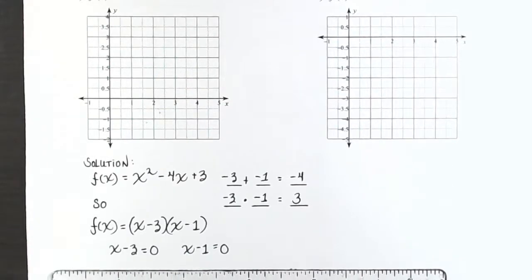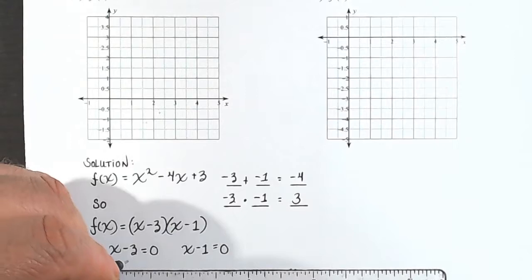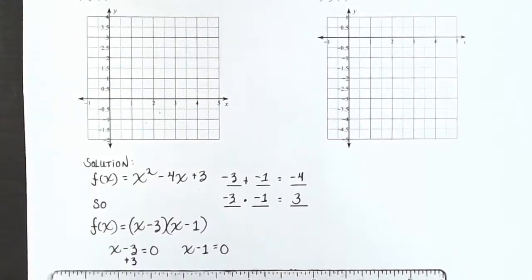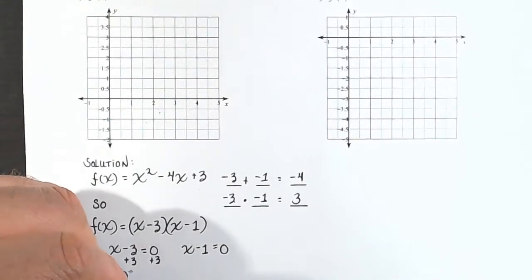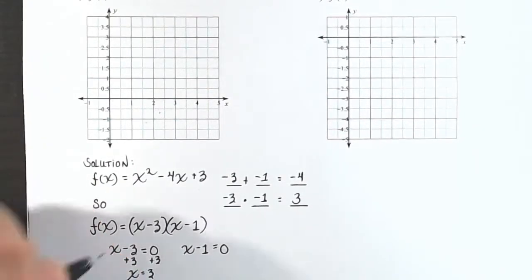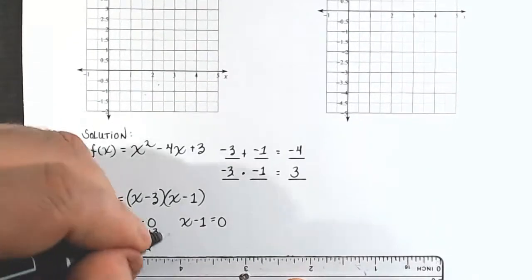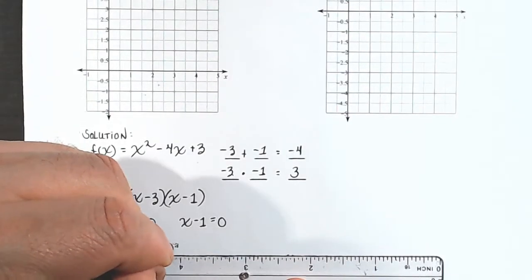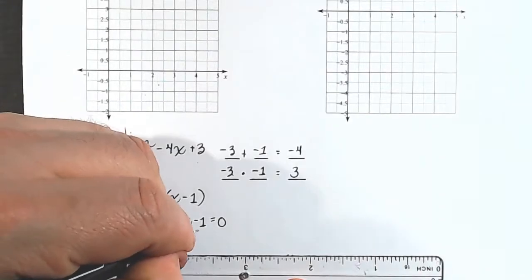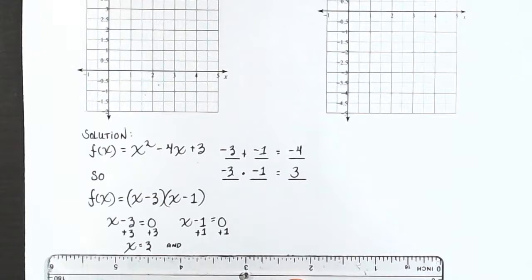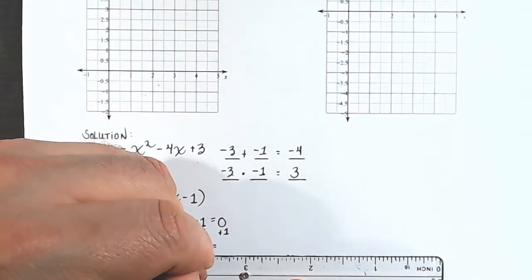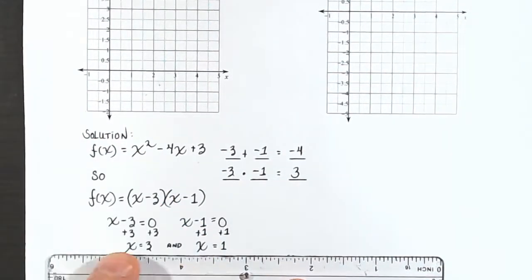And now I'm going to solve each of these tiny equations for x. So first I'll add 3 on both sides. And I'll get x equals +3. Okay, and I will add 1 to both sides over here. And I'll get x equals positive 1. These are my two solutions. These are my two x-intercepts.